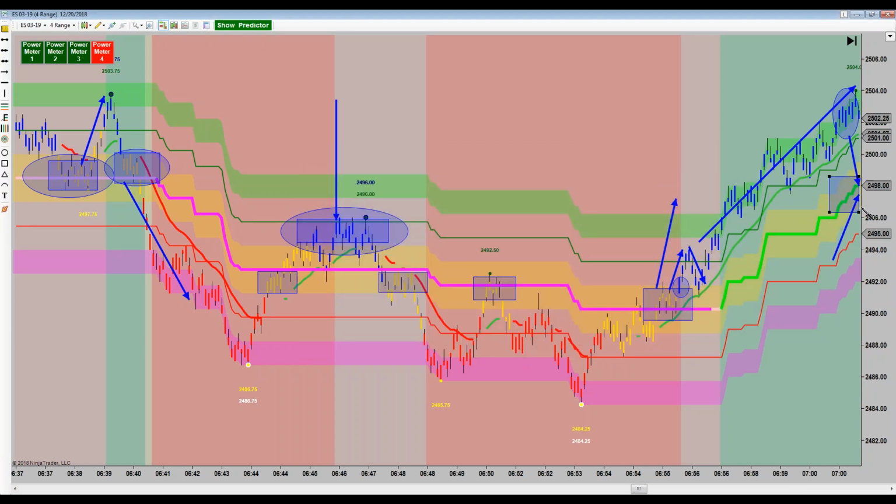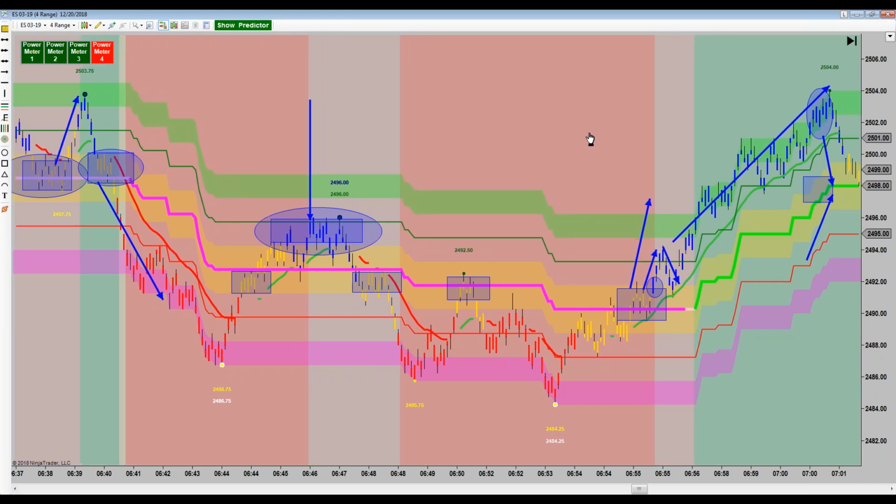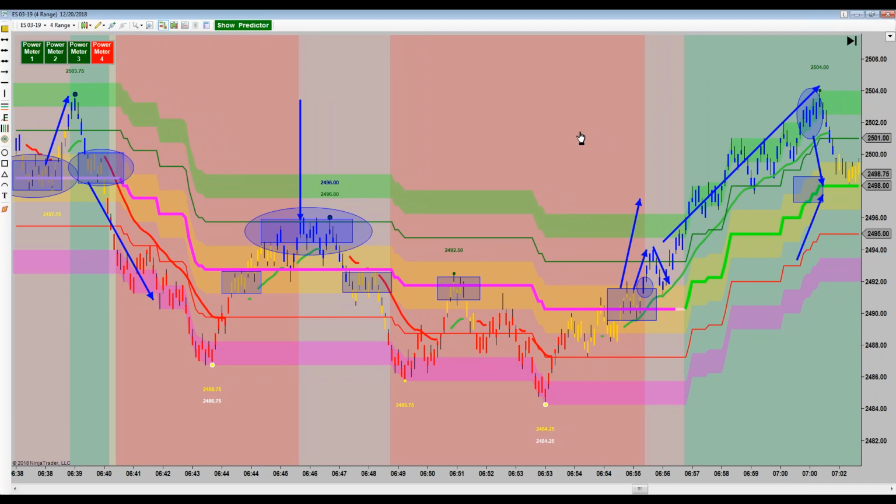Oops, what am I doing with this box? It's getting a little crazy on me here. You know, they go up, they go down, they go down, they go up, they go up, they go down, go up, and then they pull back. Why? Profit taking, right? Short covering, right? Okay, what are these bars doing right here?